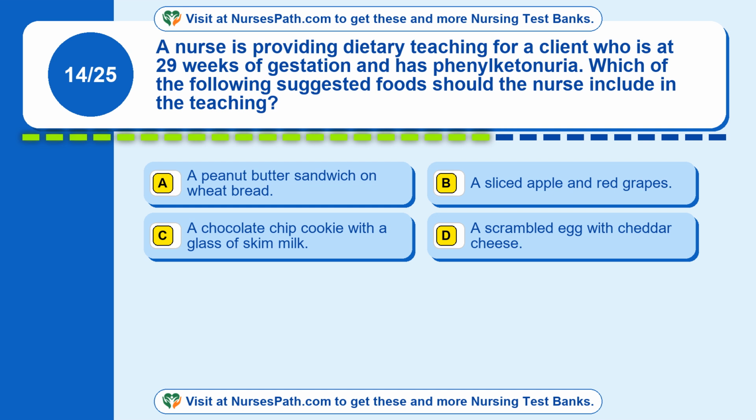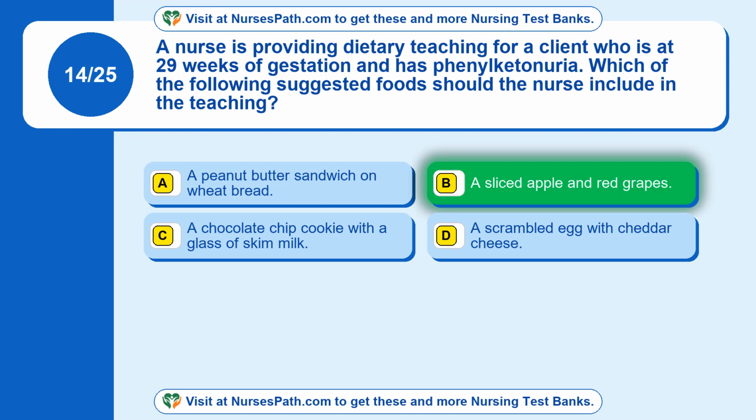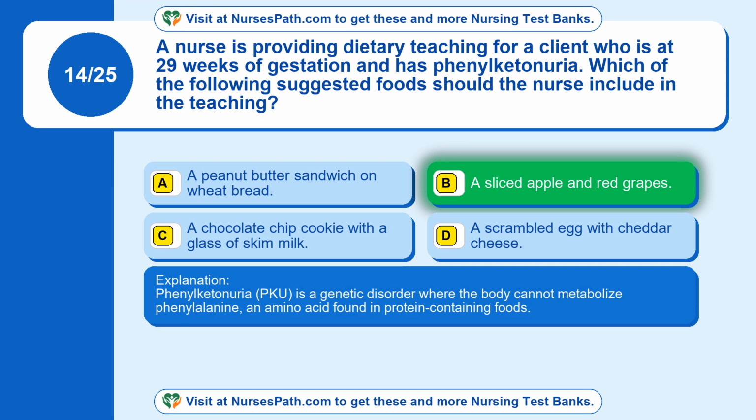Question 14. A nurse is providing dietary teaching for a client who is at 29 weeks of gestation and has phenylketonuria. Which of the following suggested foods should the nurse include in the teaching? Option A. A peanut butter sandwich on wheat bread. Option B. A sliced apple and red grapes. Option C. A chocolate chip cookie with a glass of skim milk. Option D. A scrambled egg with cheddar cheese. The correct answer is option B. A sliced apple and red grapes. Phenylketonuria, PKU, is a genetic disorder where the body cannot metabolize phenylalanine, an amino acid found in protein-containing foods.